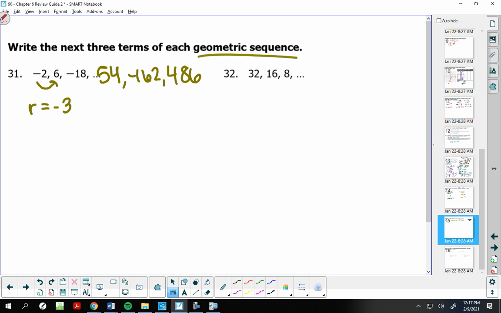All right, this one, how do I go from 32 to 16? Times a half. Yeah, times a half. Yep, we're dividing by 2. So half of 8 is 4, half of 4 is 2, and half of 2 is 1.